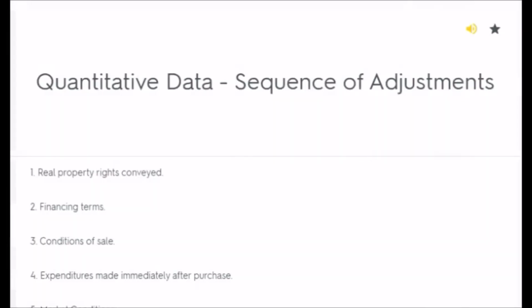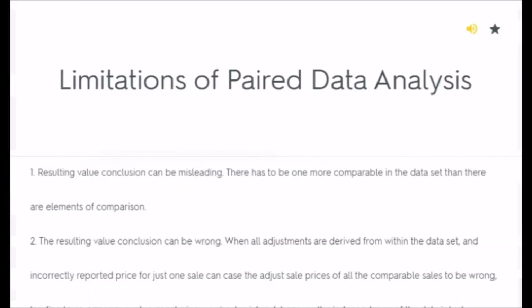Quantitative data sequence of adjustments: 1. Real property rights conveyed. 2. Financing terms. 3. Conditions of sale. 4. Expenditures made immediately after purchase. 5. Market conditions. Limitations of paired data analysis.